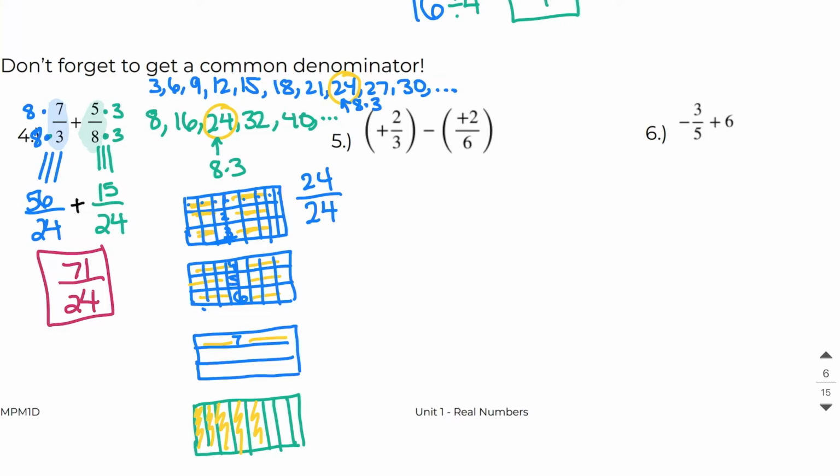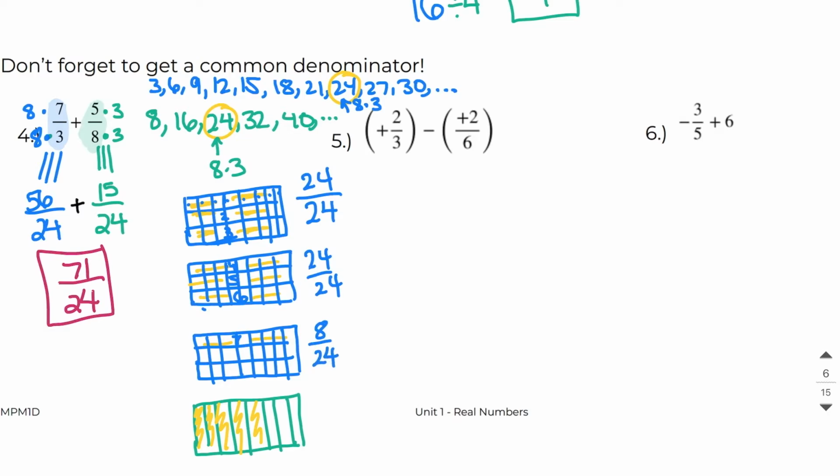1, 2, 3, 4, 5, 6, 7, 8. Here I've got 24 out of 24 boxes. And then if you look here, I have just the top row highlighted and there are 8 little boxes in that top row. So this is 8 out of 24.